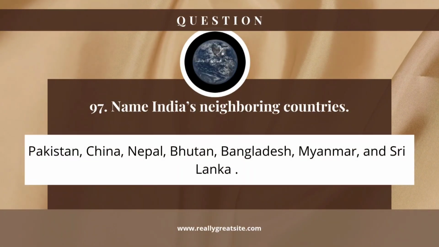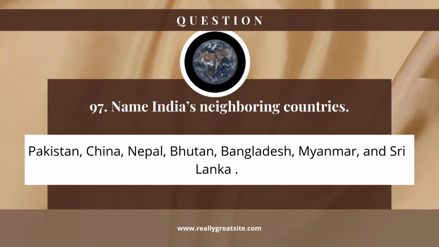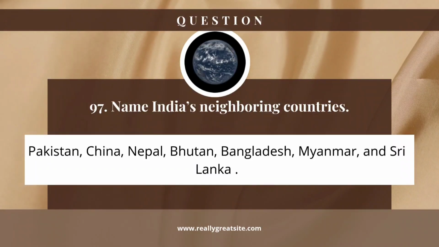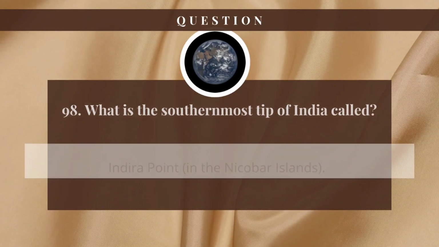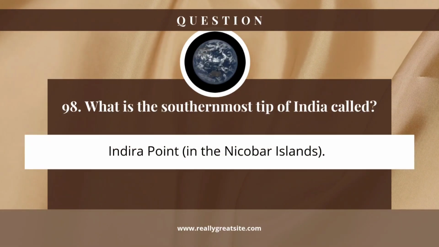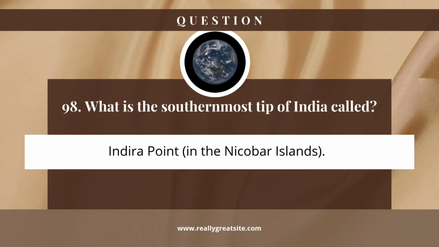97. Name India's neighboring countries. Answer: Pakistan, China, Nepal, Bhutan, Bangladesh, Myanmar, and Sri Lanka. 98. What is the southernmost tip of India called? Answer: Indira Point, in the Nicobar Islands.